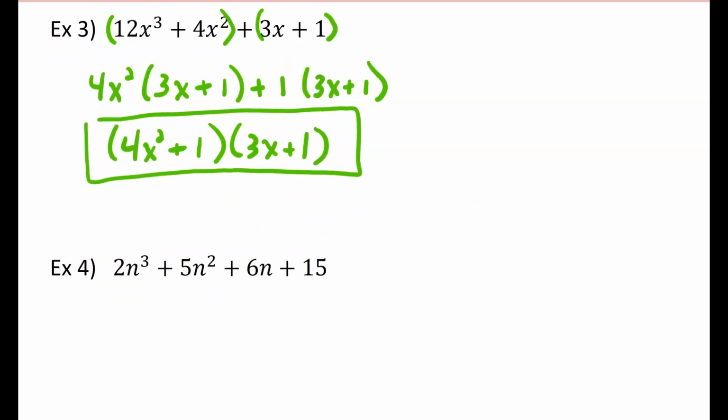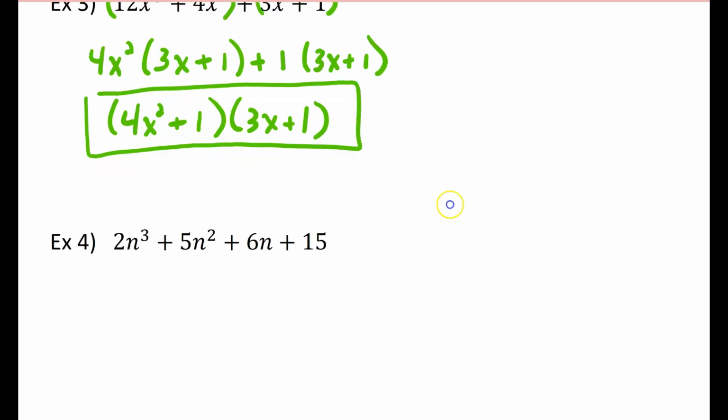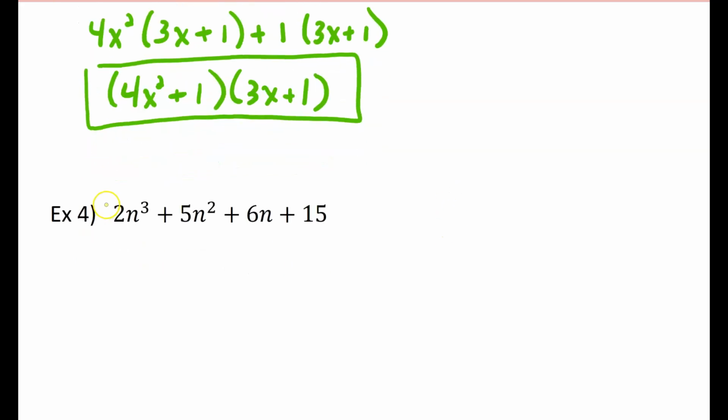So our next one, 2n cubed plus 5n squared plus 6n plus 15. Again, I'm going to look at that and say, well, I've got 4 terms. I'm going to go ahead and try factor by grouping and see if it works. So again, just going in order, I group those two and those two.